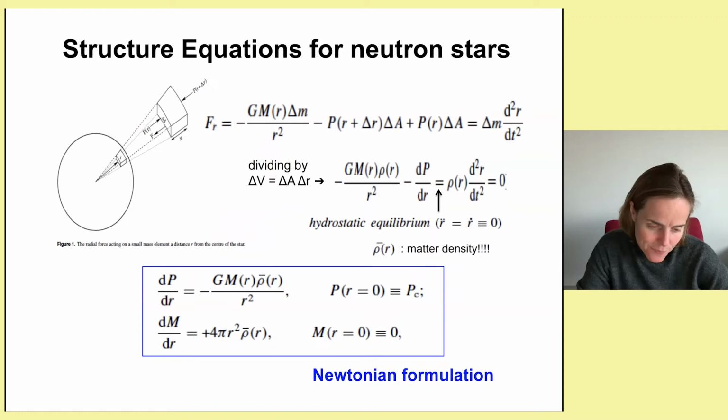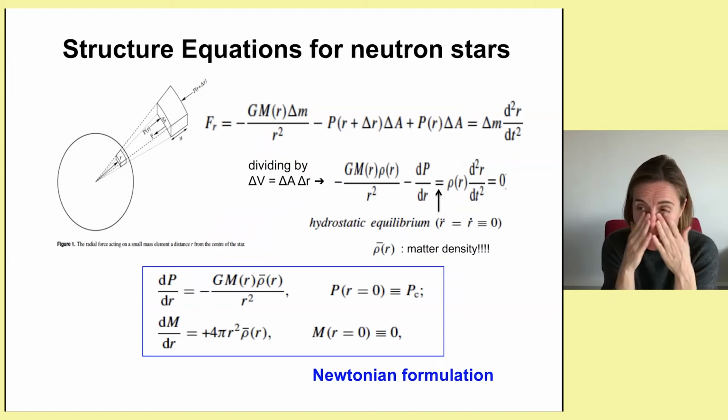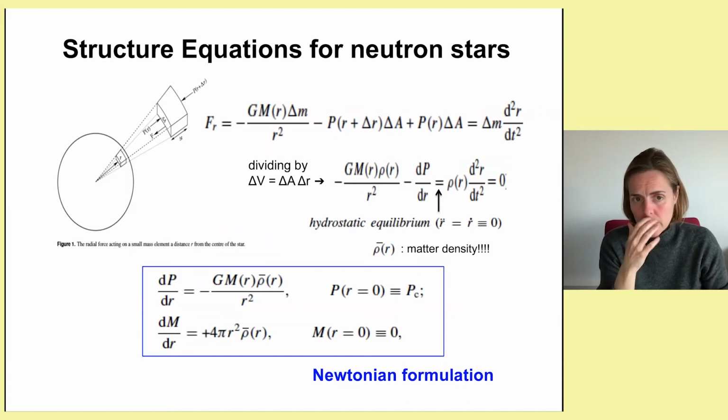So now, you have your equation of state, you have an energy per particle. Now, what's the situation in the neutron star? How do you get the mass, how do you get the radius? Basically, you have to solve the structure equations for neutron stars. The idea is you can think of it as a Newtonian formulation.